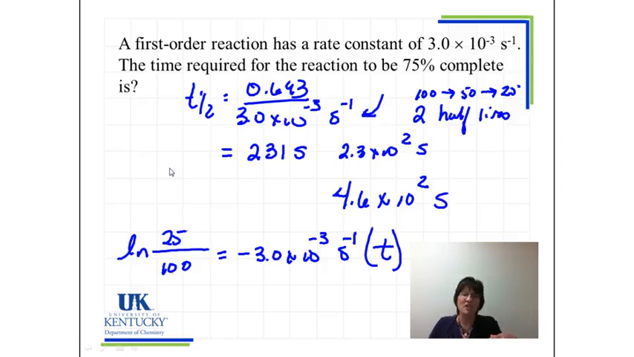Okay, so that finishes our learning objective. We've learned the relationship between half-life and k. We can utilize that to go between the two, and then use it in a calculation.